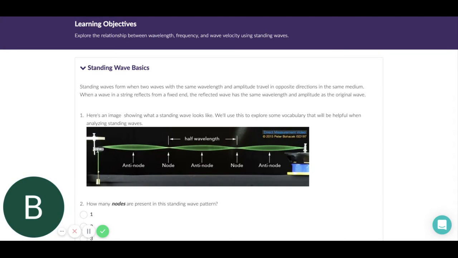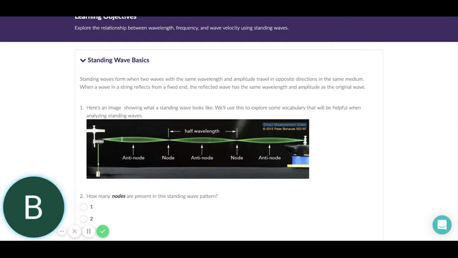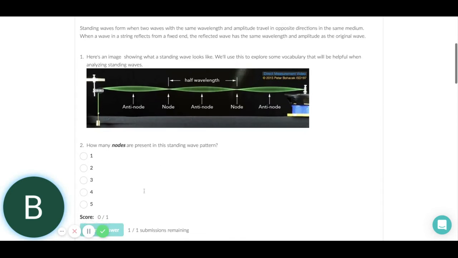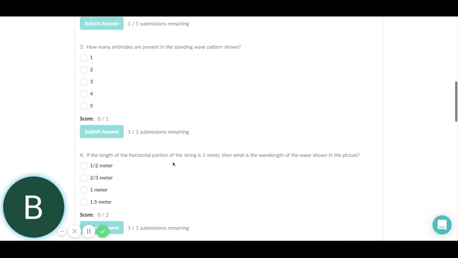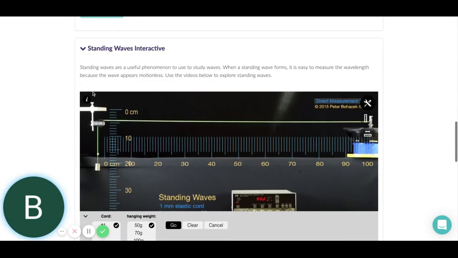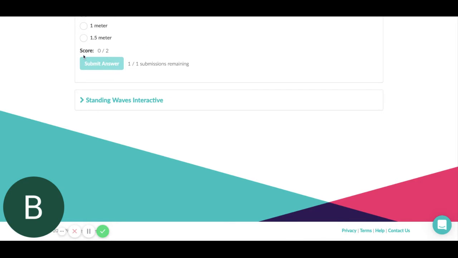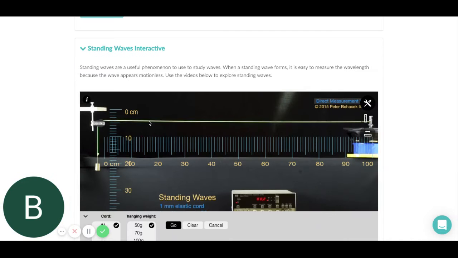The weight supplies the tension in the rope, and the vibrator changes the frequency of oscillation. So in this picture, you can see this looks like the third harmonic. And using that picture, you should be able to calculate the wavelength or answer any of the questions that they have here. Okay, that'll be automatically graded. And then after answering those questions, you are going to click on this expandable window, the Standing Waves Interactive.